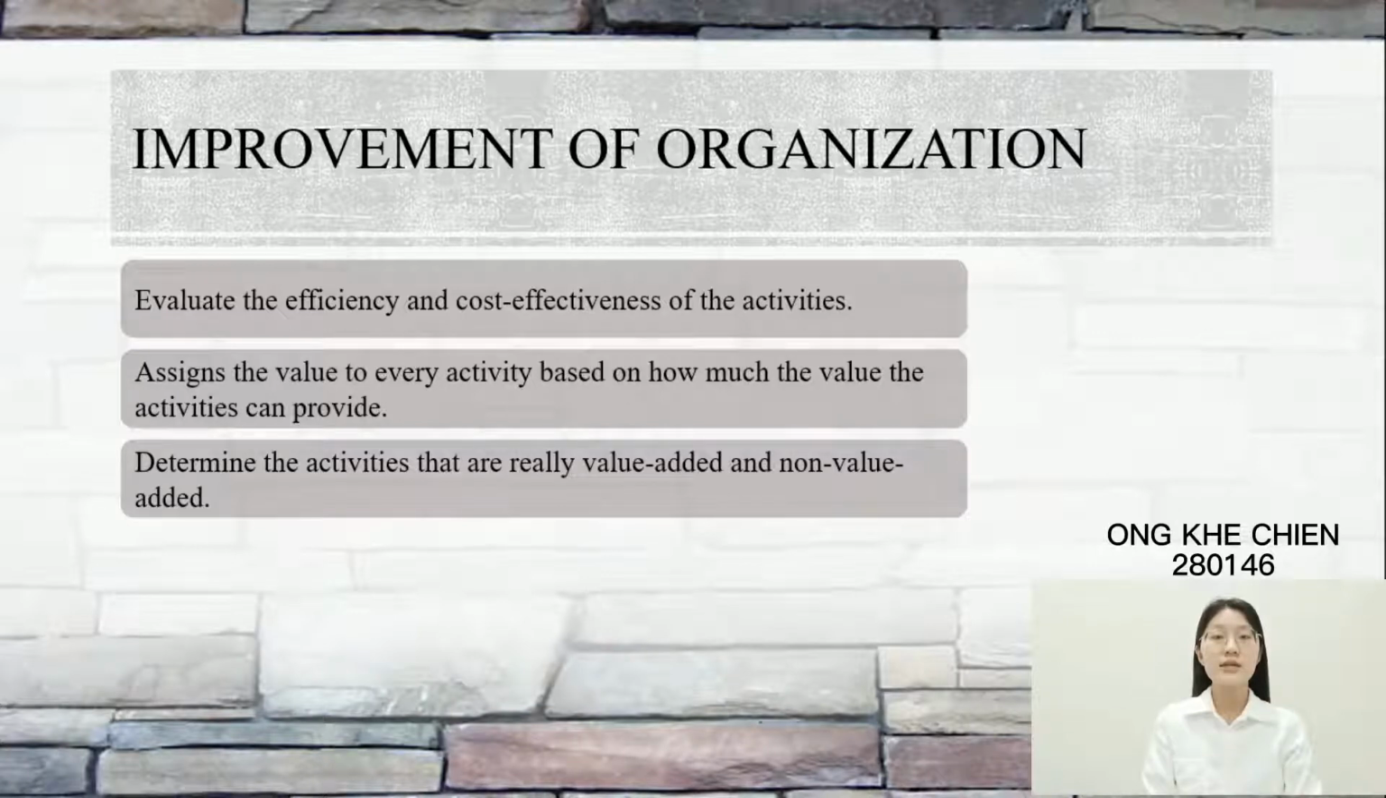Activity-based costing system assigns the value to the activities based on how much value the activities can provide to the organizations and the outputs. This helps the management team in determining what activities are really added value. For example, those that will be the best to accomplish a mission, those that will deliver a service, or those that will meet the demands of the customers.